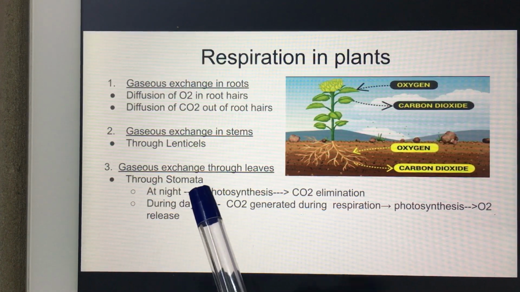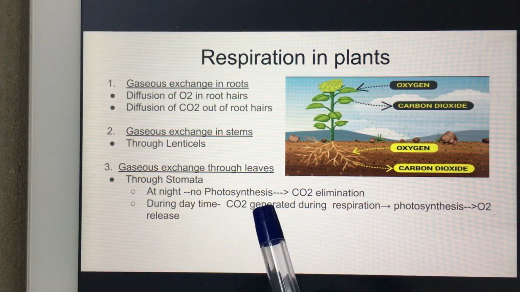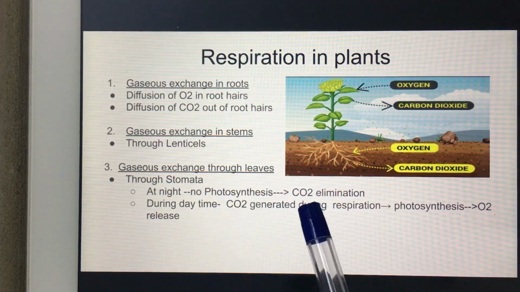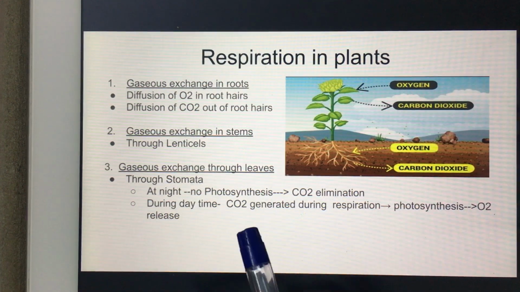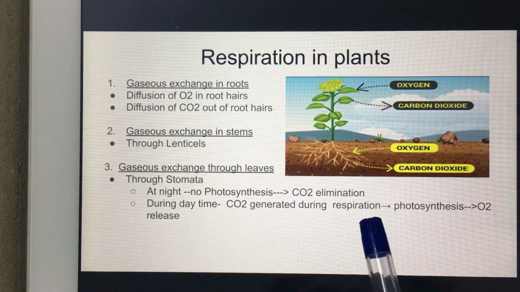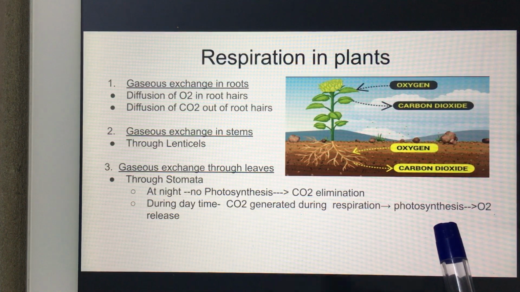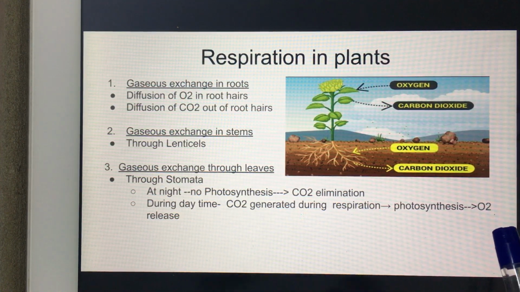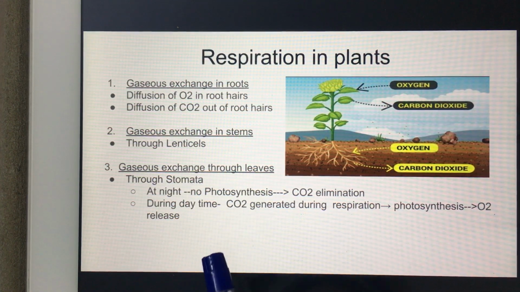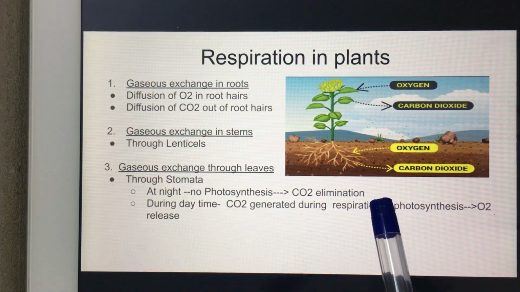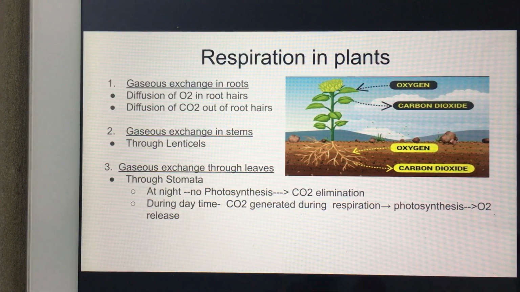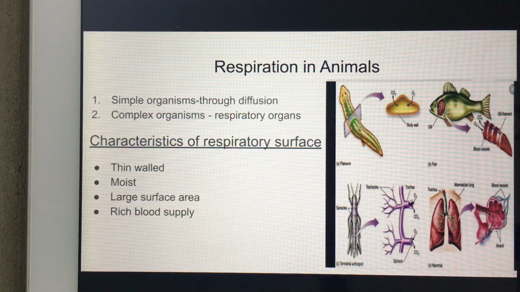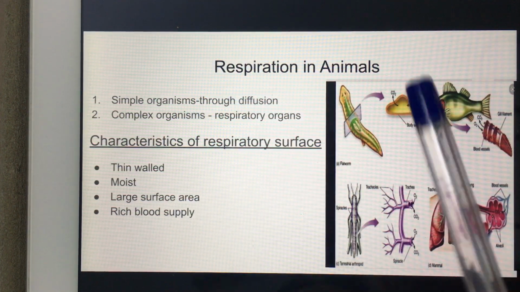That is through stomata. At night, because there is no photosynthesis, from the stomata CO2 is eliminated, while during the daytime the CO2 which is generated during respiration is used up in photosynthesis, and the resultant is the oxygen release. So at night carbon dioxide is released, during the daytime oxygen is released. Next is the respiration in animals.